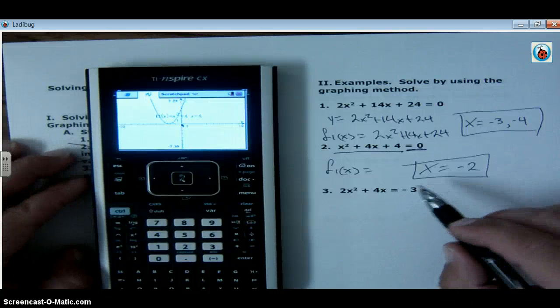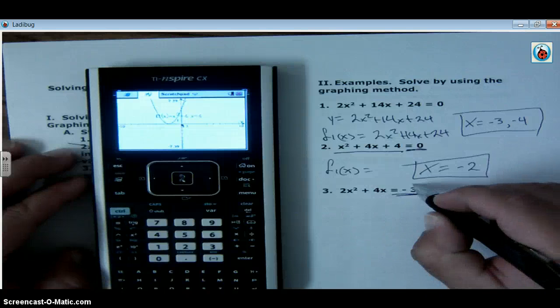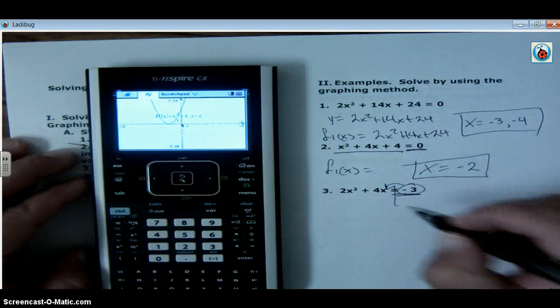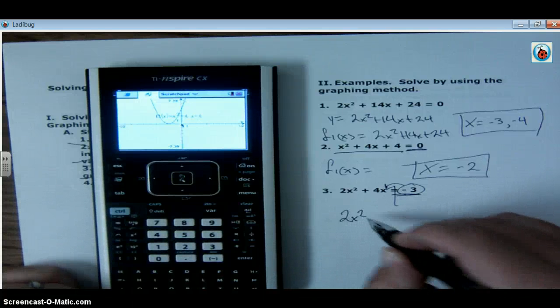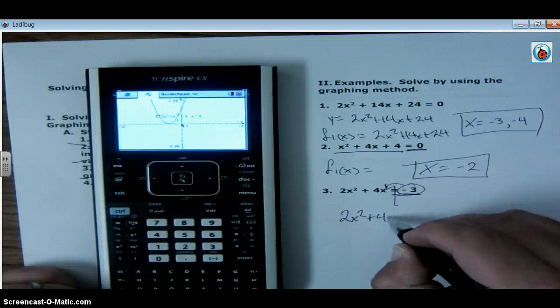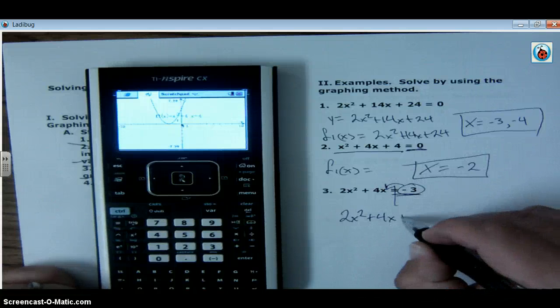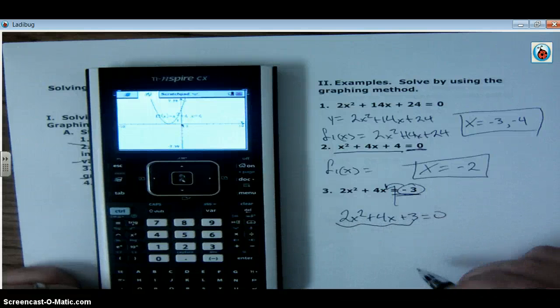First off, you see question number 3? That's not equal to 0. So I need to move the -3 right here. And when you move something across the equal sign, you have to change its sign. So that's still going to be a 2x squared plus 4x. But instead of a -3, when we move it over here, it's going to be a +3 equals 0. And this can go into my calculator.